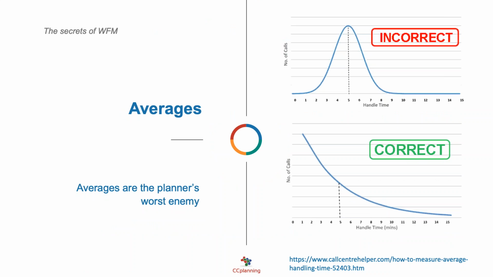They are our worst enemy. And we all know, and we all learn the lesson of weighted averages very, very early on. And there's a great article up on the Call Center Helper website, which I've stolen these graphs from just because they tell the story. We often assume that this magic bell curve exists around our average handle times, and we use a figure down the middle.